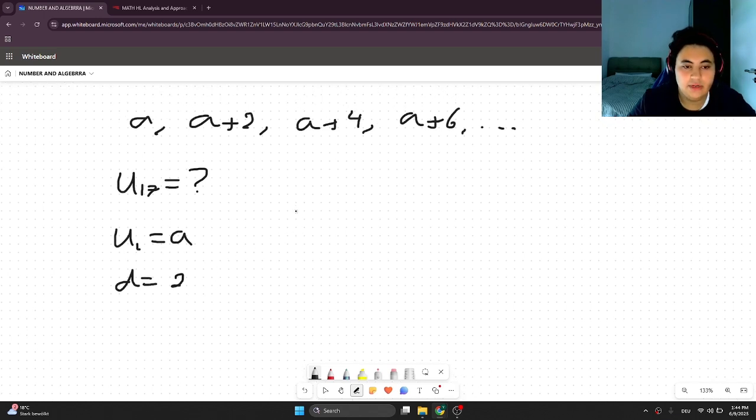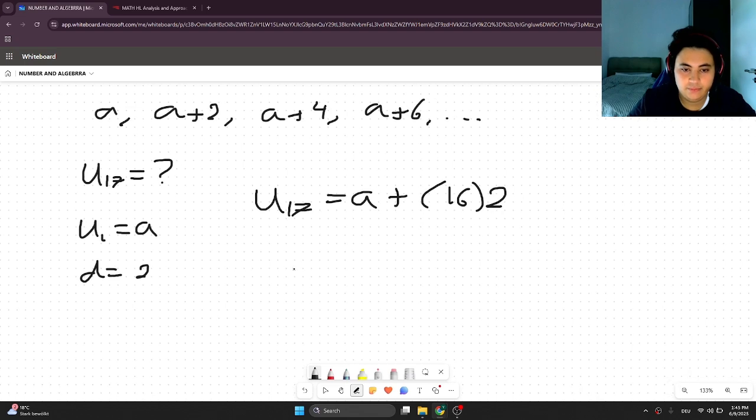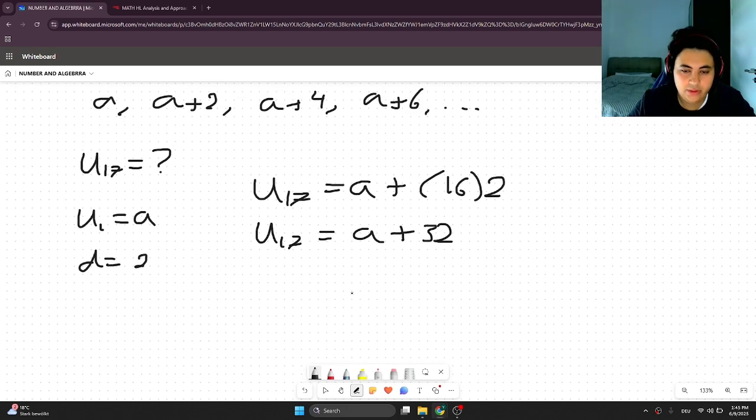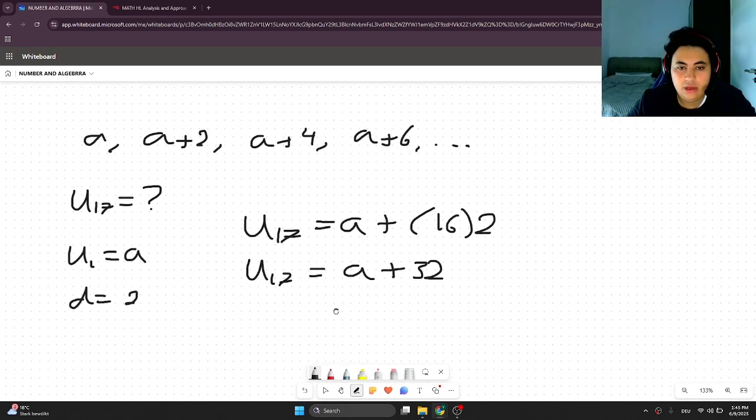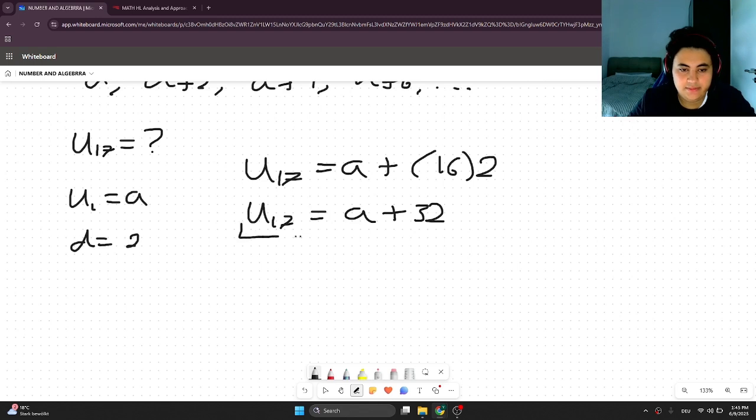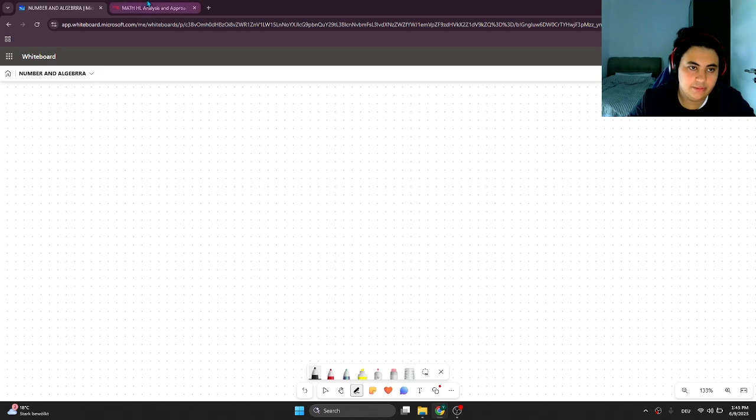Common difference is 2. So now, U17 is equal to A plus n minus 1, so 16 multiplied by 2. So you have U17 is equal to A plus 32. That matches up. So the 17th term is A plus 32, and that is correct. Okay, good. Next one.